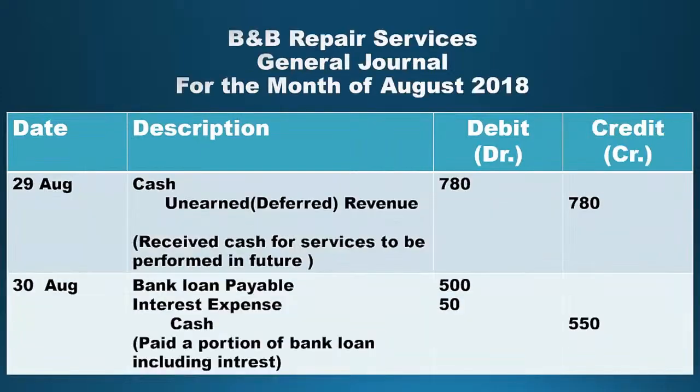August 30th, paying part of a bank loan with interest. Step 1. Review the journal entry. On August 30, the company paid $550 to the bank. This payment included $500 applied toward the loan principal and $50 for interest on the loan. The journal entry for this transaction was debit bank loan payable, $500, debit interest expense, $50, credit cash, $550. This means we'll need to post to the bank loan payable, interest expense, and cash ledgers.